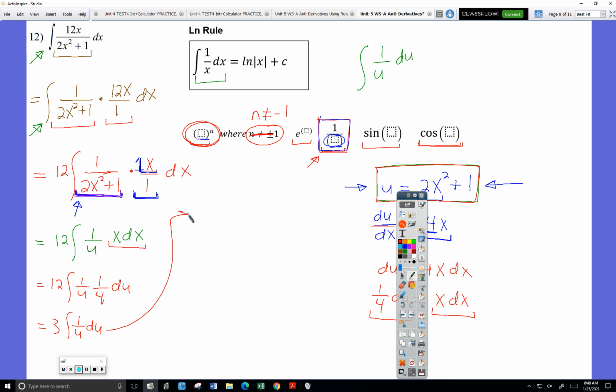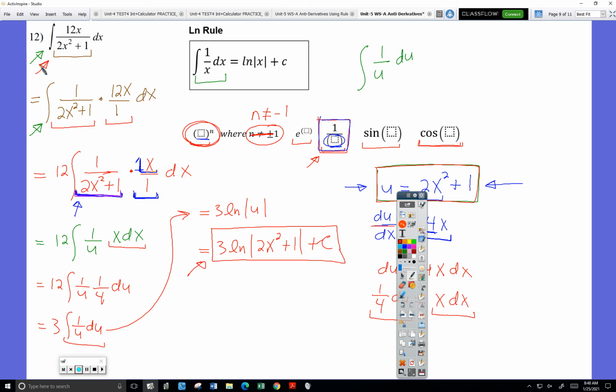And as I said earlier, the purpose of a u substitution is to get to where you can simply use a rule. We're there because we can now use the ln rule. Our final answer is going to be 3 natural log absolute value of u. We make one more substitution. We put back in for u its original value, 2x squared plus 1. If you were to take the derivative of this formula, the result will be this formula.